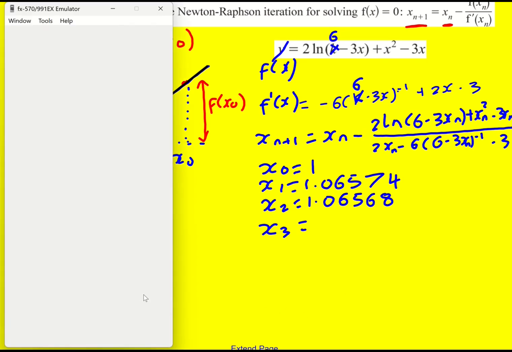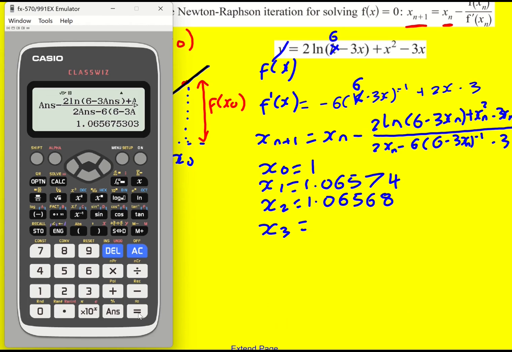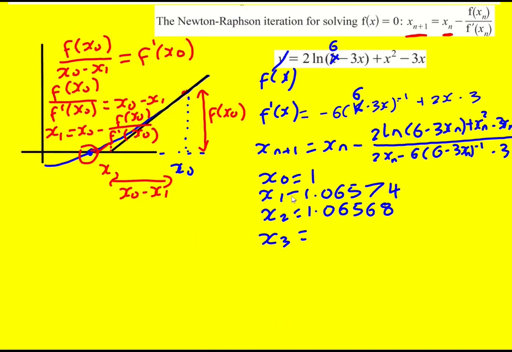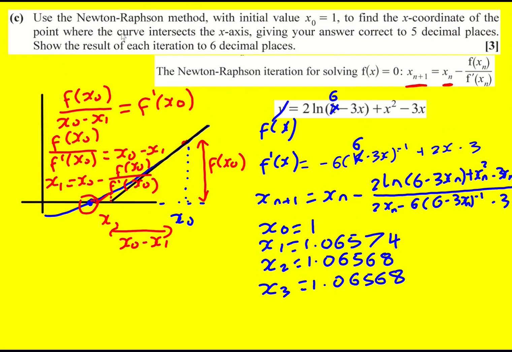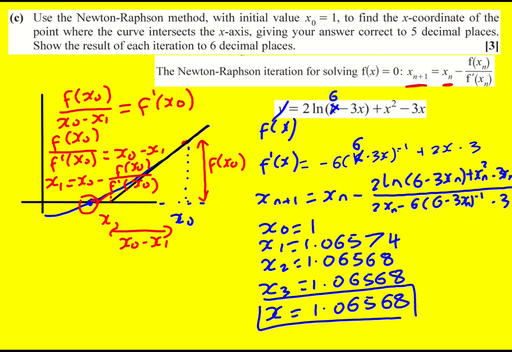And we'll keep going until it stays the same. And in fact, it has. Okay, brilliant. That's all we need. So I think I'll just say that x is equal to 1.06568 as my answer. Nice.